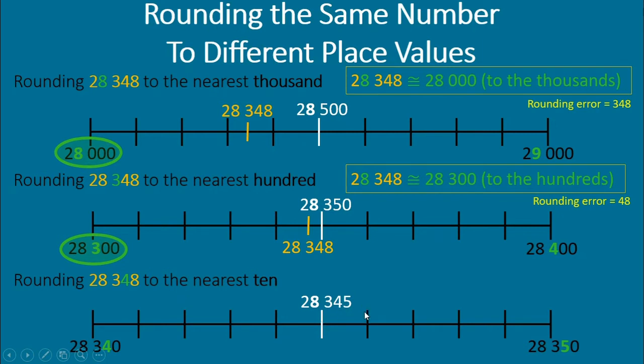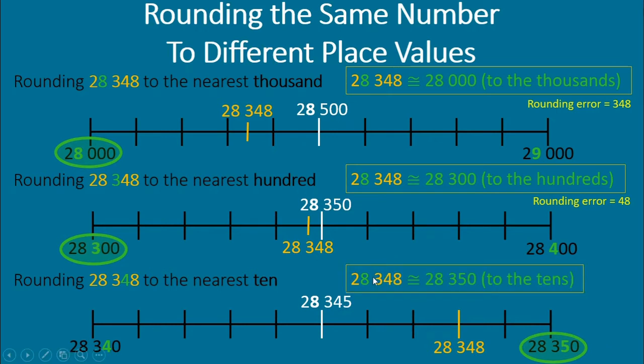So 28,346, 28,347, 28,348. It's going to be exactly here. So that is definitely past the midpoint. It is definitely closer to our upper bound. So to the nearest 10, I would say that 28,348 rounds approximately to 28,350 when we round to the nearest 10. What was our rounding error this time? We're really quite close. Our rounding error is only 2.